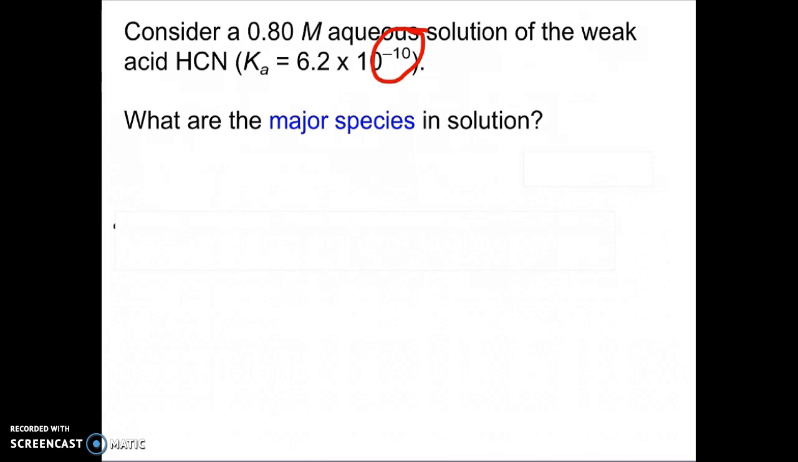Okay, so now imagine this HCN in a beaker, and it says that it's an aqueous solution. So as we have written here, see it says it's an aqueous solution. So think to yourself, what are the major species in solution? I'll give you a minute to think about that.